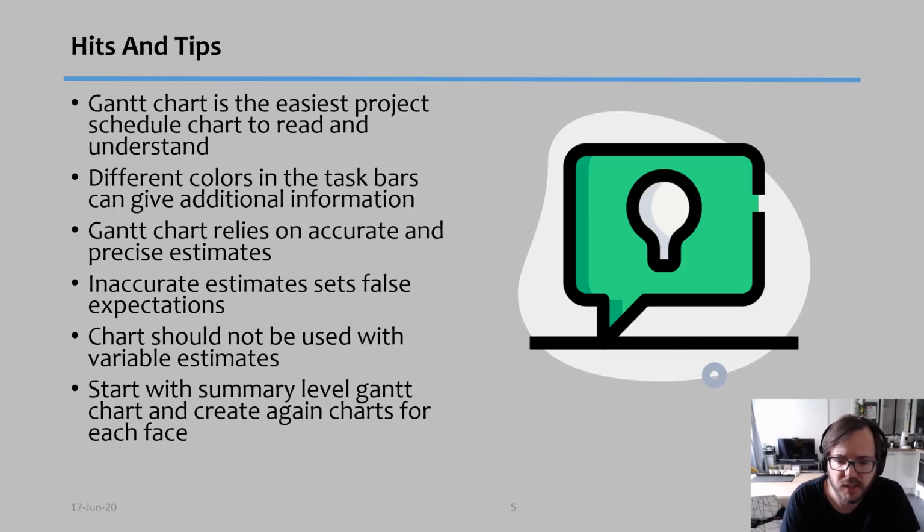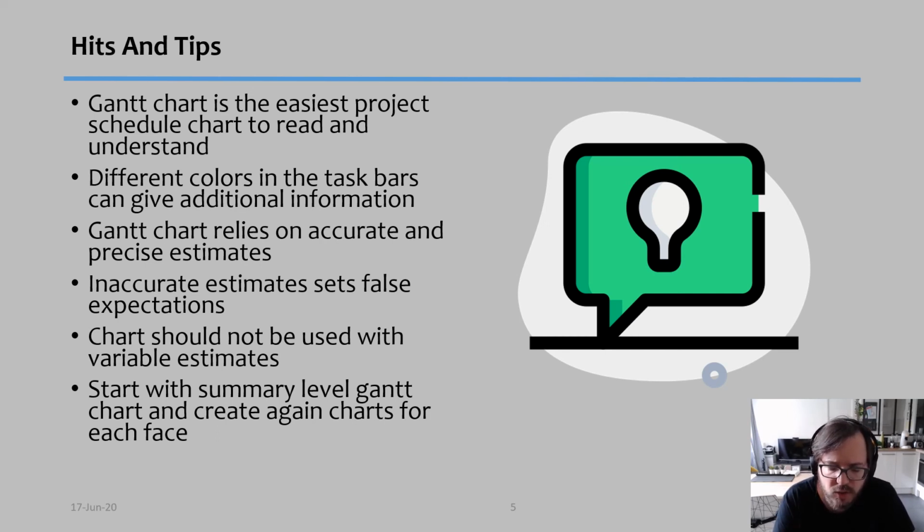So a couple of hints and tips here. Gantt chart is the easiest project schedule chart to read and to understand, and most people know how to use it relatively easily. And different colors, like I mentioned, can give different information to your stakeholders or to your team. Gantt chart relies on accurate and precise estimates. So if you don't have that, you probably should not be using this tool as your primary scheduling technique. Inaccurate estimates in a Gantt chart will set very false expectations and can make your whole planning worthless.